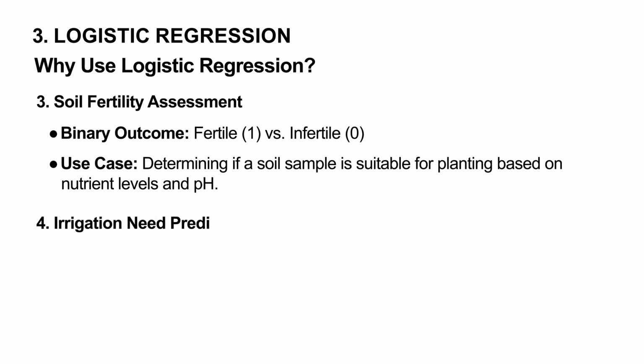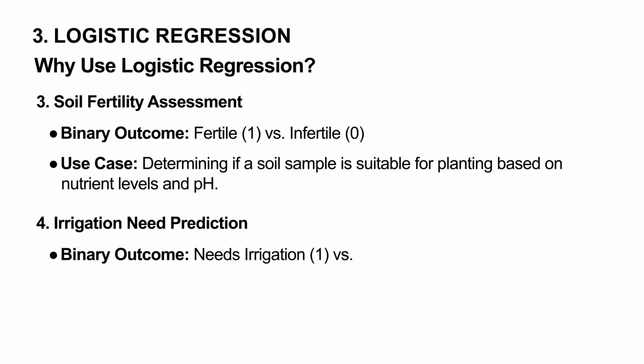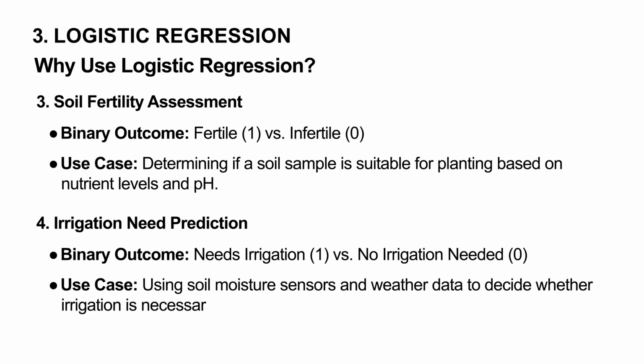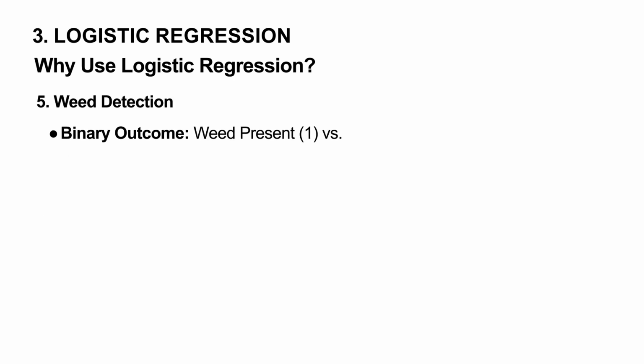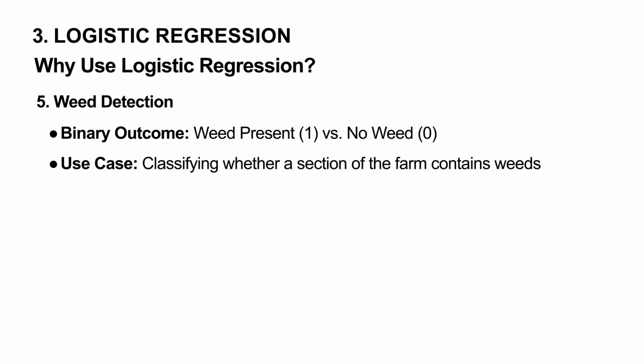4th, irrigation need prediction. Binary outcome, needs irrigation, 1, versus no irrigation needed, 0. Use case, using soil moisture sensors and weather data to decide whether irrigation is necessary. 5th, weed detection. Binary outcome, weed present, 1, versus no weed, 0. Use case, classifying whether a section of the farm contains weeds for targeted herbicide application.